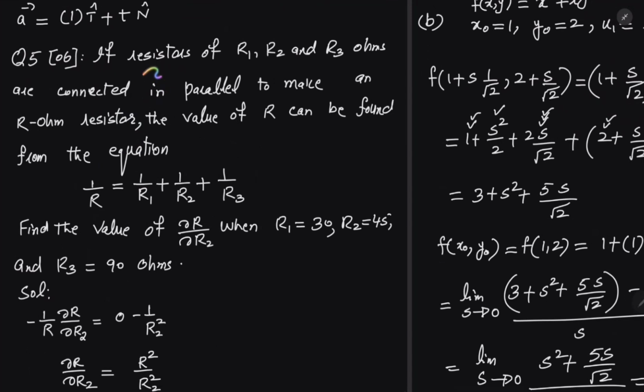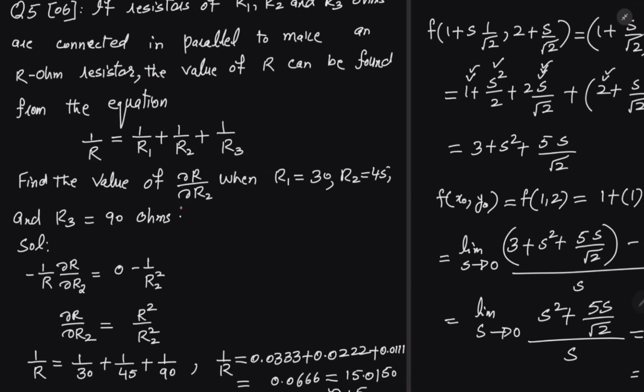You have to apply the chain rule. The question is, if resistors of R1, R2 and R3 ohms are connected in parallel to make an R ohm resistor, the value of R can be found from the equation. This is the equation for R. Find the partial derivative value when R1 is 30, R2 is 45 and R3 is 90 ohms, I'm sorry.